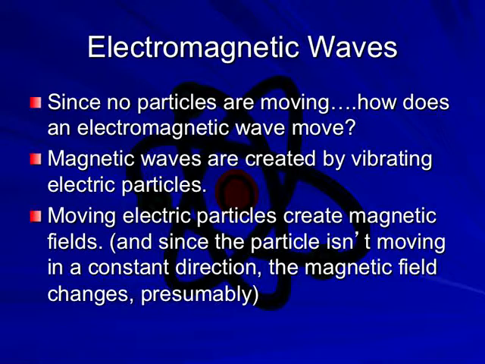Okay, and since we just said the particle's vibrating, it's moving back and forth, then I would assume that makes a changing magnetic field. That makes sense? Okay, so I have a vibrating electric charge. That makes a changing electric field because vibrating charges make changing electric fields.